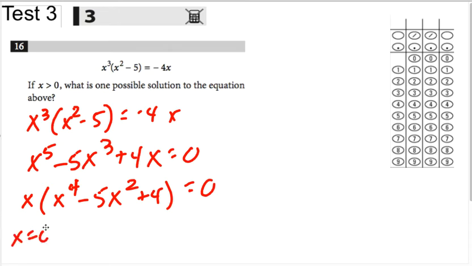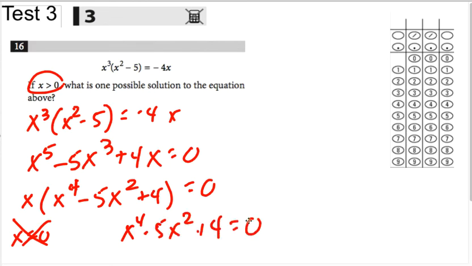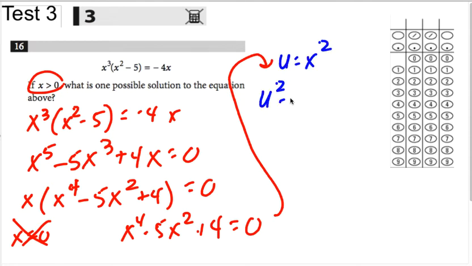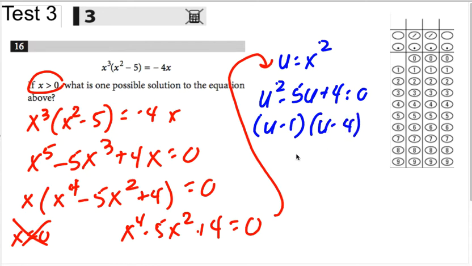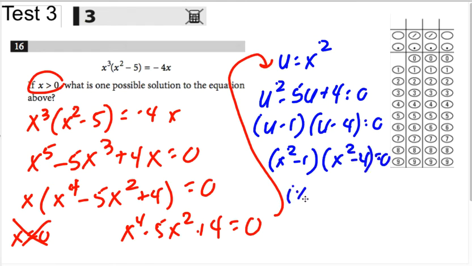So either x is 0, but we were told x is greater than 0, so I can't do that one, right? Or x to the 4th minus 5x squared plus 4 is 0. Well, this is one of those secret quadratic trinomials. If we call u x squared, this is u squared minus 5u plus 4. So this factors into u minus 1, u minus 4, which is actually x squared minus 1, x squared minus 4. This is two difference of squares problems, right? x plus 1, x minus 1, x plus 2, x minus 2.